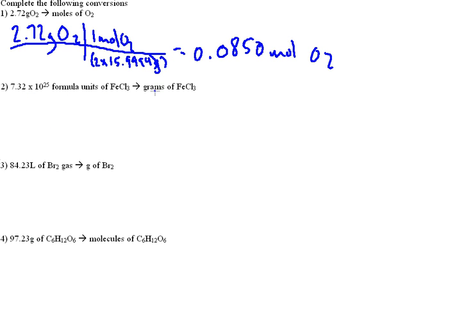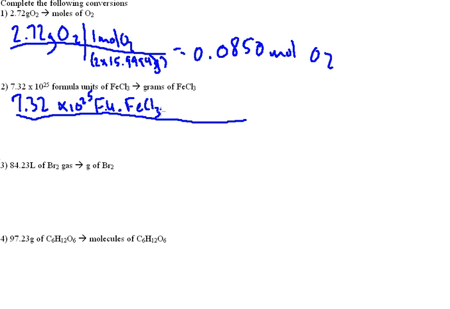Here we're going to go from formula units to grams, in this case of iron 3 chloride. Again, since we've got a mass involved here, it'll probably be handy to find our molar mass for that substance. So we're going to take our 7.32 times 10 to the 25th formula units of iron 3 chloride. And we could stop at moles in the middle, but I think it's going to be much easier if we just go right from our formula units to our grams, because our moles are going to end up canceling.